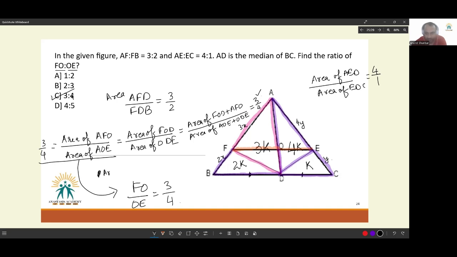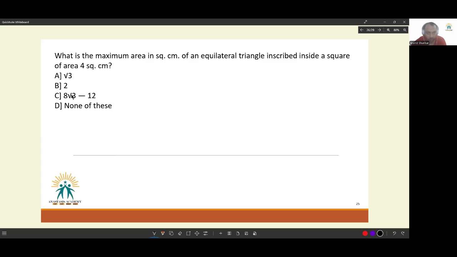It is a very, very fun question. It does not ask you to solve so much as break down figures and look at ratios and then get your eventual answer. Okay, then this last one. What is the maximum area in square centimeter of an equilateral triangle inscribed inside a square of area 4 square centimeter? Okay. Let us say we have a square drawn.